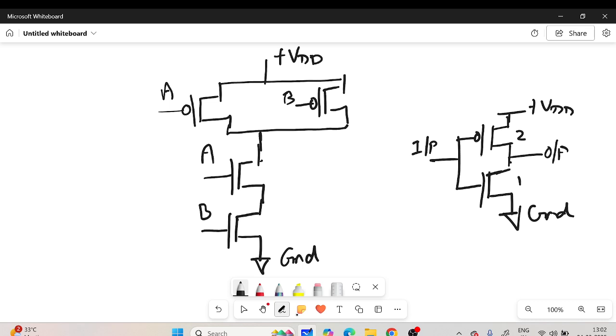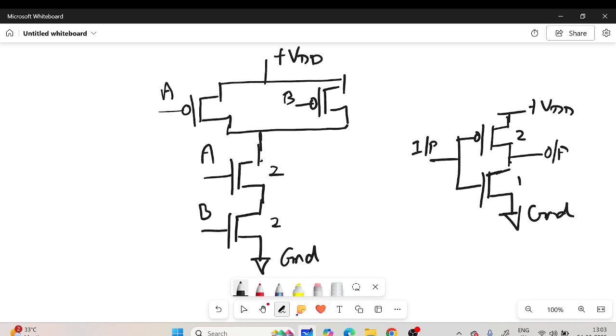Now, if you want to compute the aspect ratio of this two input NAND gate, since the pull down network, that is the NMOS, is connected in series, the aspect ratio for this network will be equal to 2. That is, the aspect ratio is multiplied by the number of inputs present in the circuit. In this two input NAND gate, the number of inputs is 2 and the aspect ratio of the NMOS is 1. So when you take the product of these two terms, it results in 2.